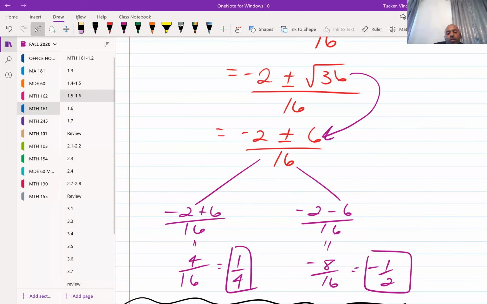And then that finishes off as 1/4 and negative 1/2. And then just to note that whenever your numbers come out as solid numbers like this, then that means you could have used factors, your zero factor property to solve. You could have factored it out.